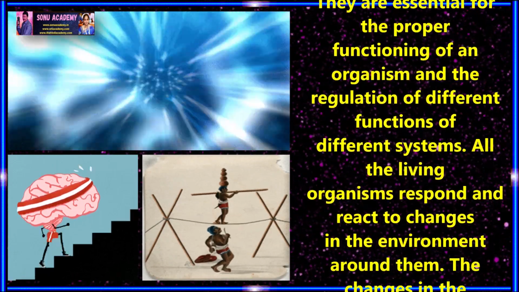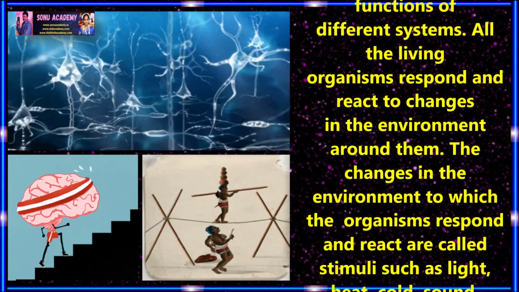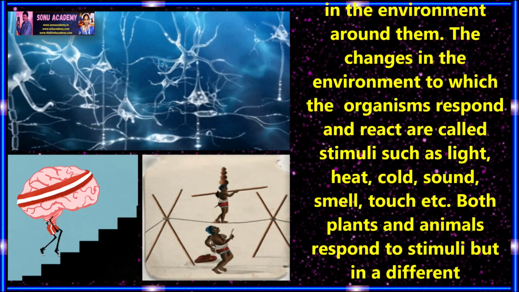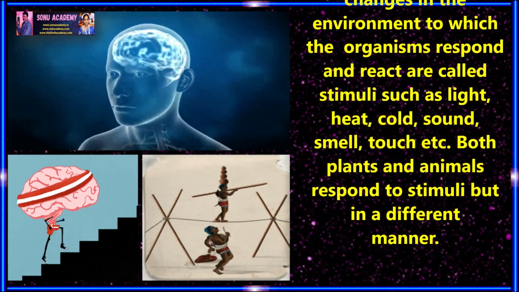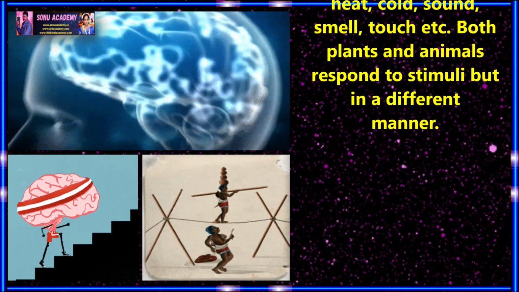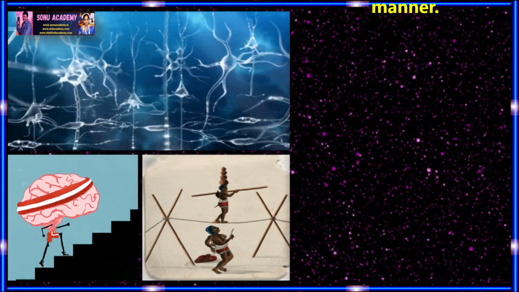All the living organisms respond and react to changes in the environment around them. The changes in the environment to which the organisms respond and react are called stimuli, such as light, heat, cold, sound, smell, touch, etc. Both plants and animals respond to stimuli but in a different manner.